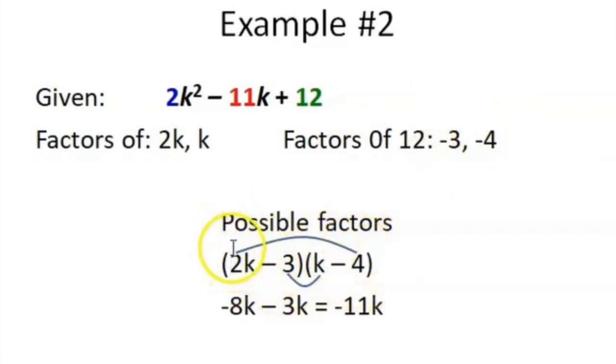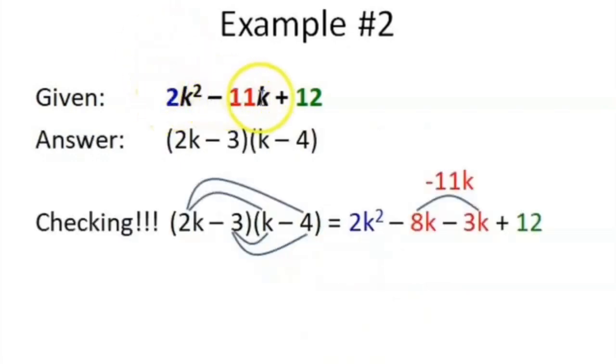So therefore, gagamitan natin ng outer terms at saka inner terms to check kung mag-produce ba siya ng negative 11k, which is our middle term. So 2k times negative 4, the result is negative 8k. Negative 3 times k, the result is negative 3k. So pwede natin sila ma-add. The result is negative 11k. So therefore, the factor of 2k squared minus 11k plus 12 is quantity 2k minus 3 times the quantity k minus 4. So to check this one, para ma-check po natin kung tama po ba yung sagot natin, we will use again the FOIL method.